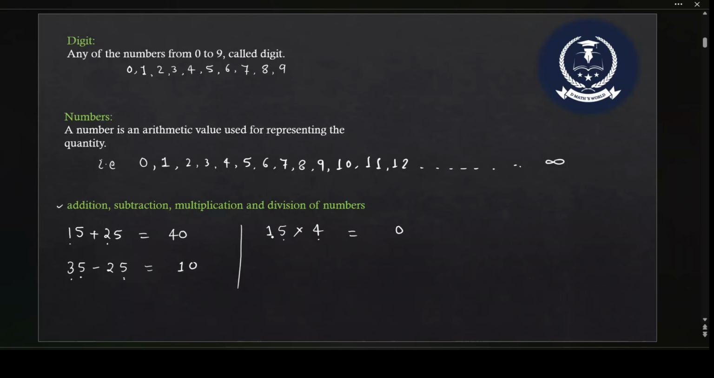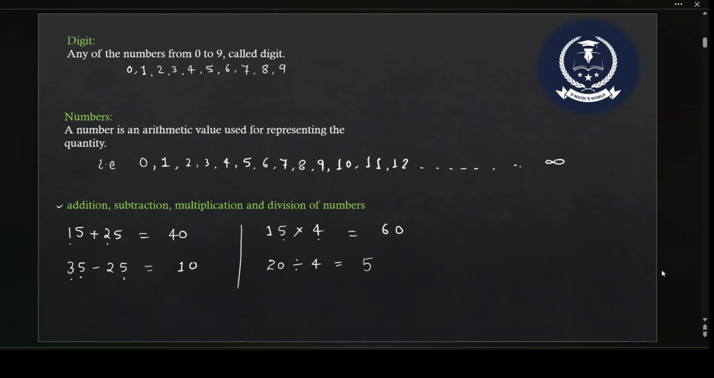So 4 times 1 is 4, and 4 plus 2 is 6. So it would be 60. Okay. For the division, I'm writing it down: 20 divided by 4. It is divisible 5 times. So 4 times 5 is 20, so we can write it down 5.